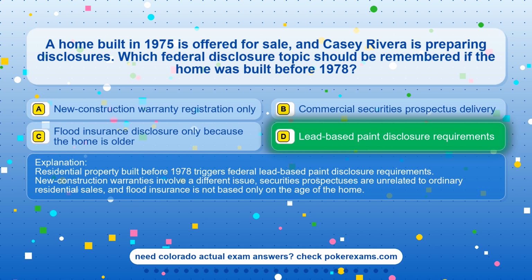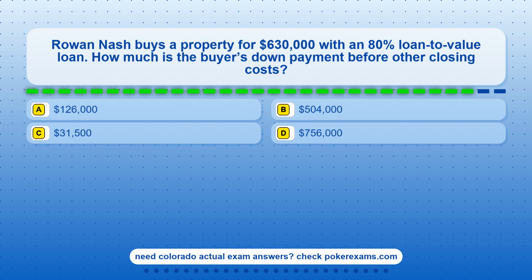home. Question 22. Rowan Nash buys a property for $630,000 with an 80% loan-to-value loan. How much is the buyer's down payment before other closing costs? Option A. $126,000. Option B. $504,000. Option C. $31,500. Option D. $756,000.